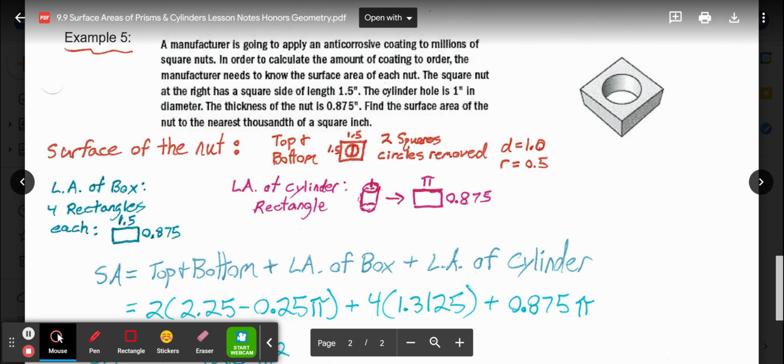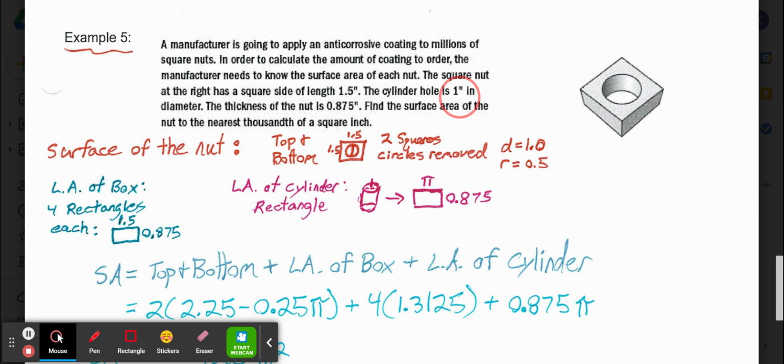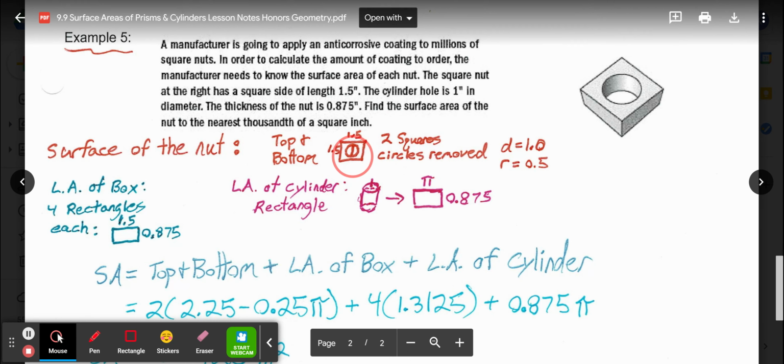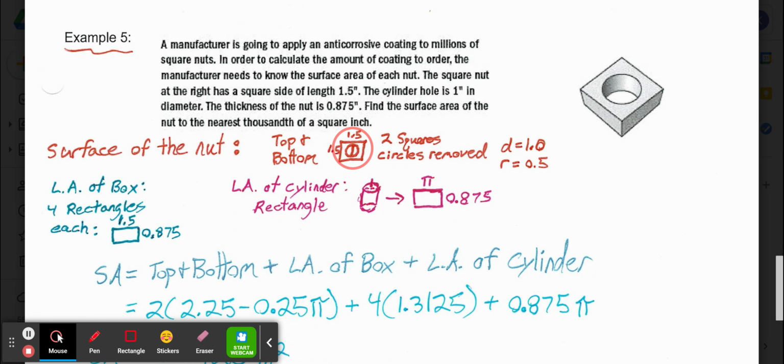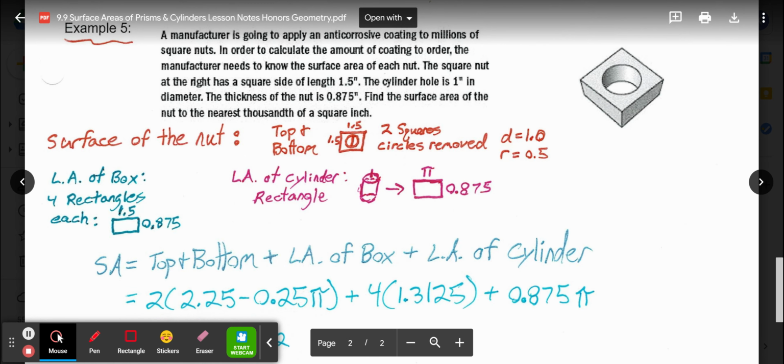So let's start to break down that surface of the nut. Well, the top and bottom, if we think about that, looking down on this, would be a square with the circle removed. So it'd be a 1.5 by 1.5 square. And that circle removed has a diameter of 1 or a radius of a half. Then we also know the lateral area of this box that makes up our square nut, so the lateral area of the box around the outside, would be made up of 4 rectangles, each that are 1.5 inches long and 0.875 inches in height.